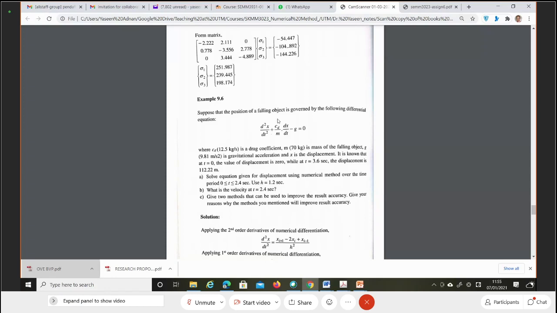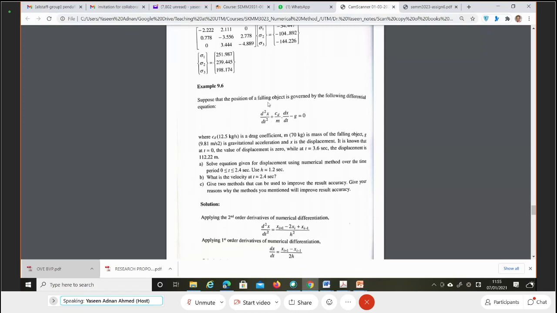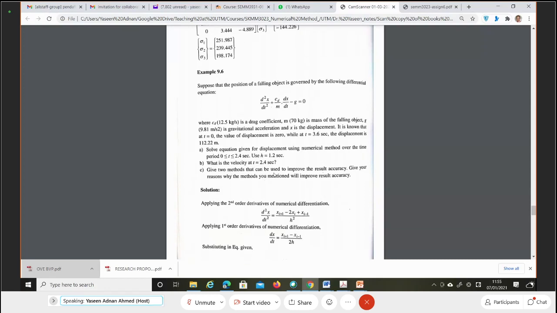Okay, so this is another problem. This d square x by dt square is a matrix and these coefficients are already given. So this is the acceleration. Okay, solve the equation for displacement using numerical method over the time. What is the velocity of t? And give two methods that can be used to improve the accuracy.